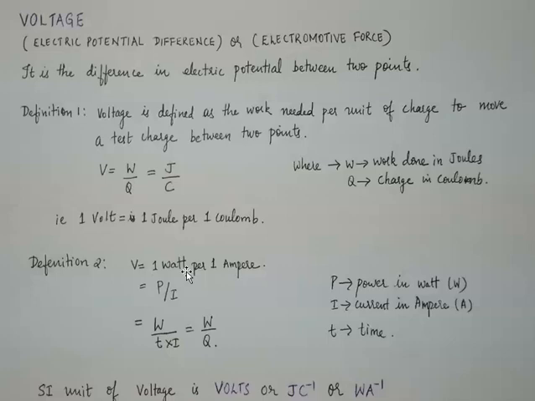Voltage can also be defined in terms of power. As we know, power is equal to voltage into current. So voltage is equal to power by current. Again, power can be written as work done by time. So in the denominator, T into I. What is I into T? Time into current is again charge. So it is the same as work done per unit charge. So the SI unit of voltage is volts, joules per coulomb or watt per ampere. All these are units of voltage.